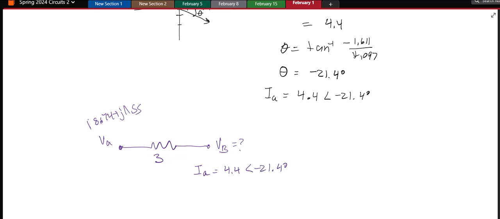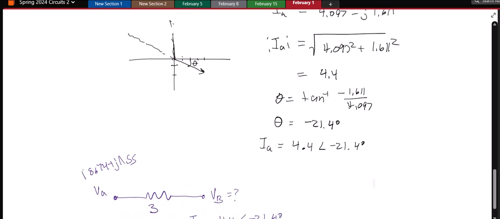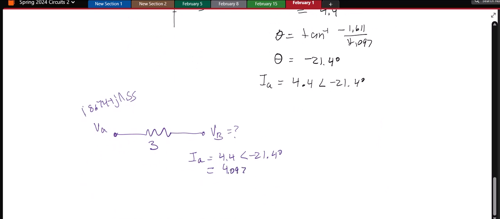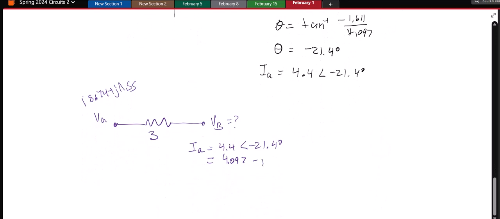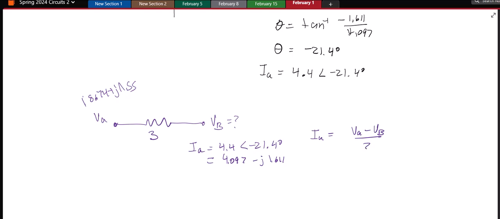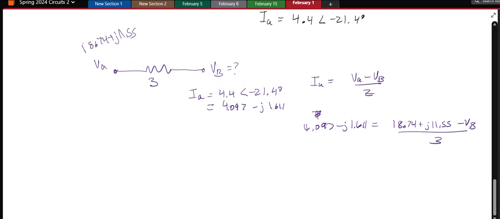So I have VA in rectangular, and I have my current in polar. Let's see, I had my current in rectangular. What was it? 4.097 minus J 1.61. So I know that IA equals VA minus VB over Z, or IA, which is 4.097 minus J 1.611, equals 18.74 plus J 11.55 minus VB, over 3. Multiply both sides by 3.